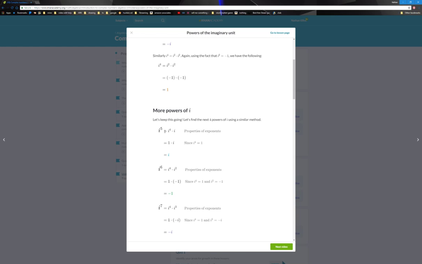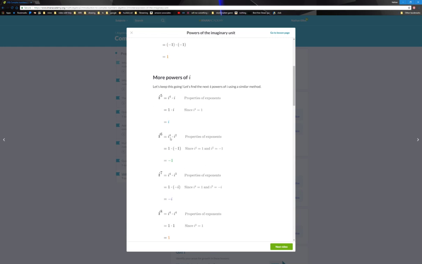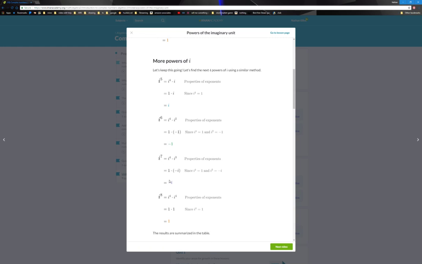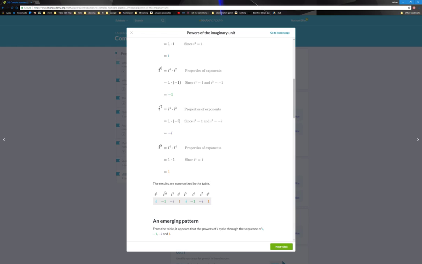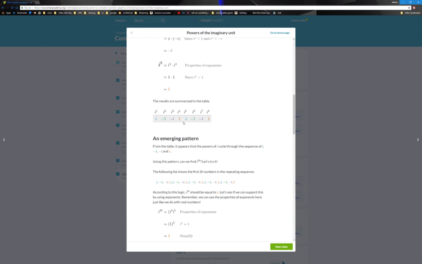So keep going. i to the fifth equals i to the fourth times i, so that'd be 1 times i, so that'd be i. And then i to the sixth is i to the fourth times i to the second, that'd be negative 1. i to the seventh is negative i, i to the eighth is 1. So it goes i, negative 1, negative i, 1, i, negative 1, negative i, 1, and so on. So from the table, it appears that the powers of i cycle through the sequence of i, negative 1, negative i, and 1.